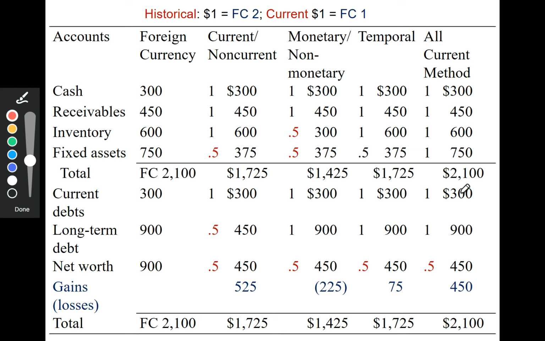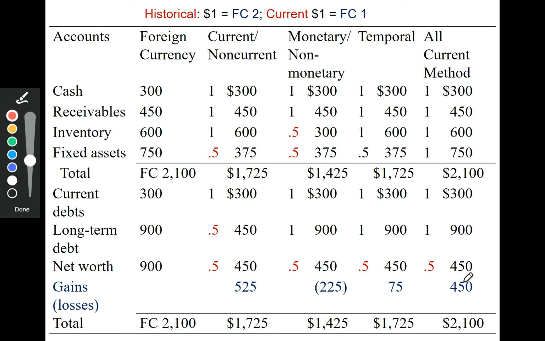Then we add up these numbers, 300 plus 900, 1,200, plus 450, 1,650, but that's short of 2,100 by 450. So we write this 450, so this balance sheet side also adds up to 2,100. 450 is a gain. Now this gain would be recorded in a CTA account next to the owner's equity in the balance sheet. That's just a matter of naming it, but the balance sheet is affected.